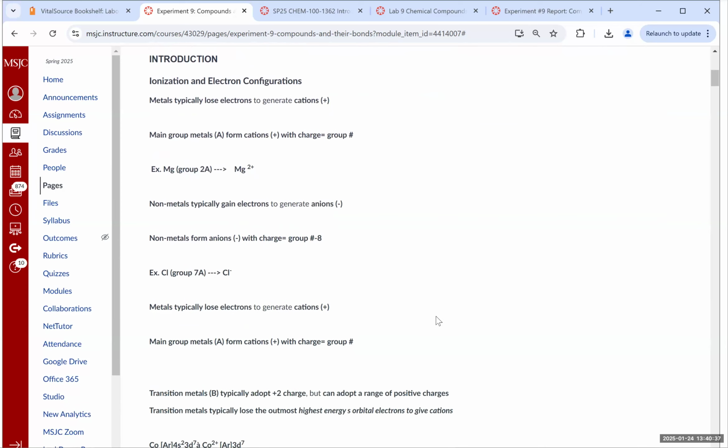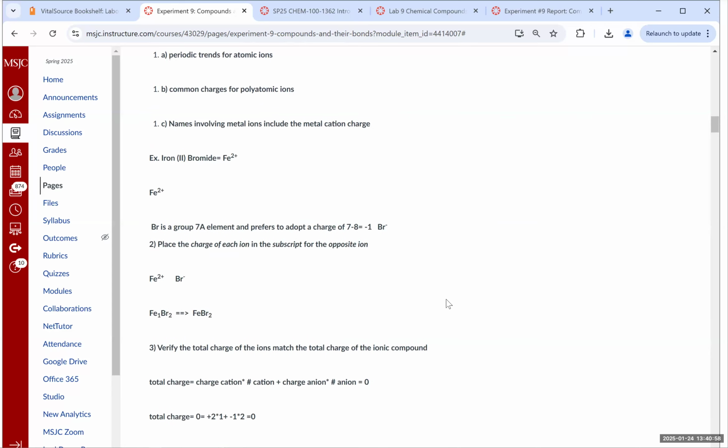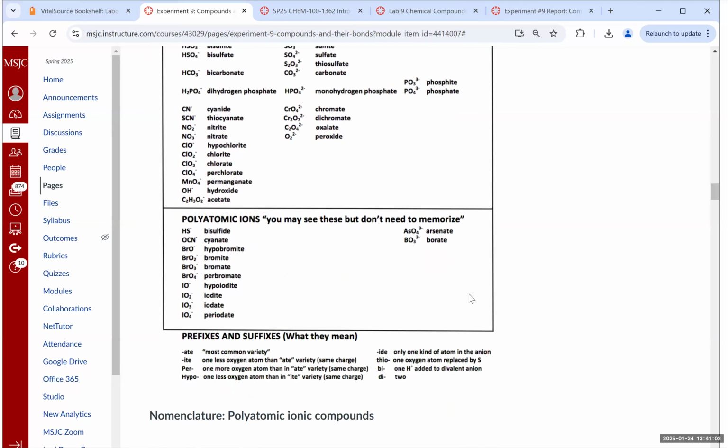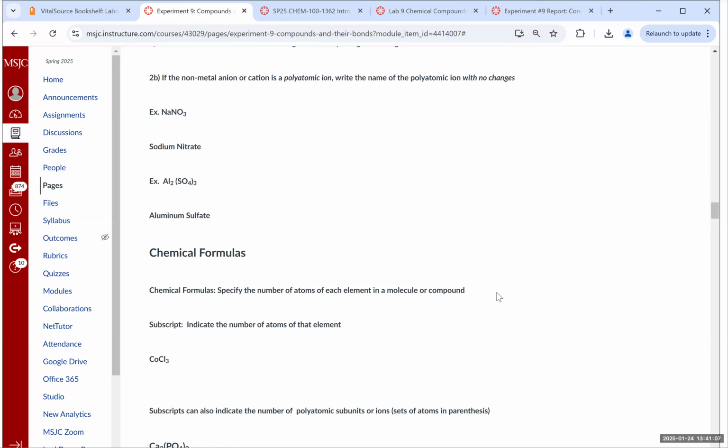Now, in this lab page, there is a pretty lengthy introduction section which summarizes the theory behind this experiment and provides a summary of the concepts you'll need to be able to understand and apply to answer the lab questions. I would encourage you to read over the Experiment 9 lab page introduction section, as it has a lot of useful information and a lot of useful examples to help answer the questions in this lab experiment.